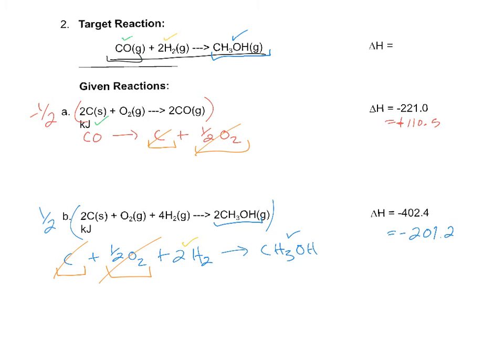So carbon monoxide is here. Hydrogen is here. Methanol is here. Because we have crossed off all of the chemicals that are not involved, we now can take the sum of the 2 enthalpy changes. If you take 110.5 and subtract 201.2, you end up with negative 90.7. So that would be the entire enthalpy change.